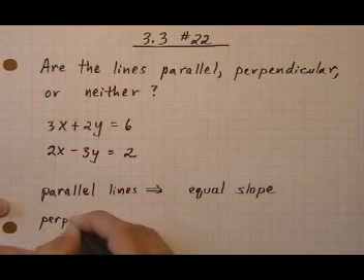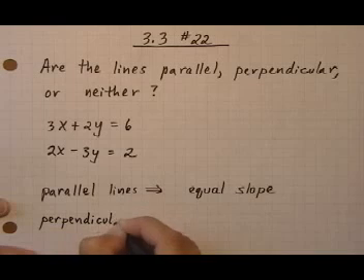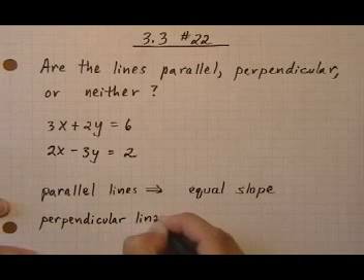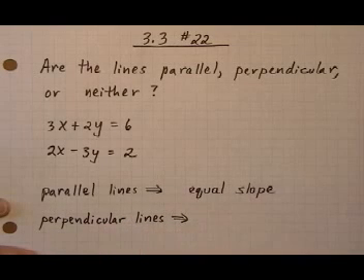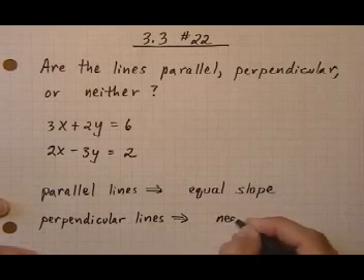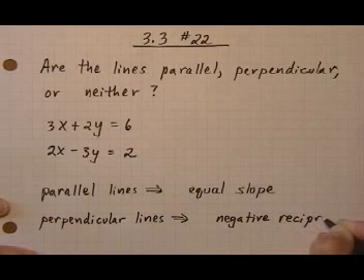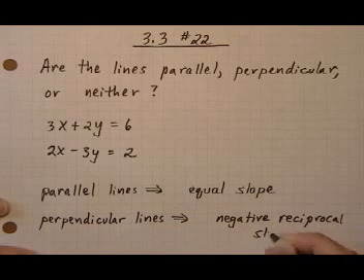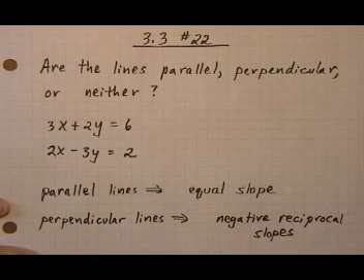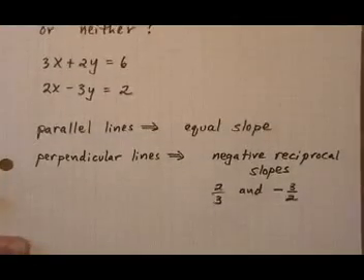Perpendicular lines have negative reciprocal slopes. For example, 2/3 and negative, flip over the fraction, make the reciprocal, -3/2. Whoops, there you go.